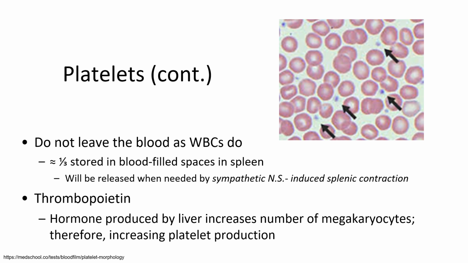Thrombopoietin, remember erythropoietin meaning the hormone that triggers erythrocyte production. Thrombopoietin meaning the hormone that causes platelet production or thrombocyte production. So thrombopoietin is the hormone that's produced by the liver that increases the number of megakaryocytes, thus increasing the amount of platelet production.